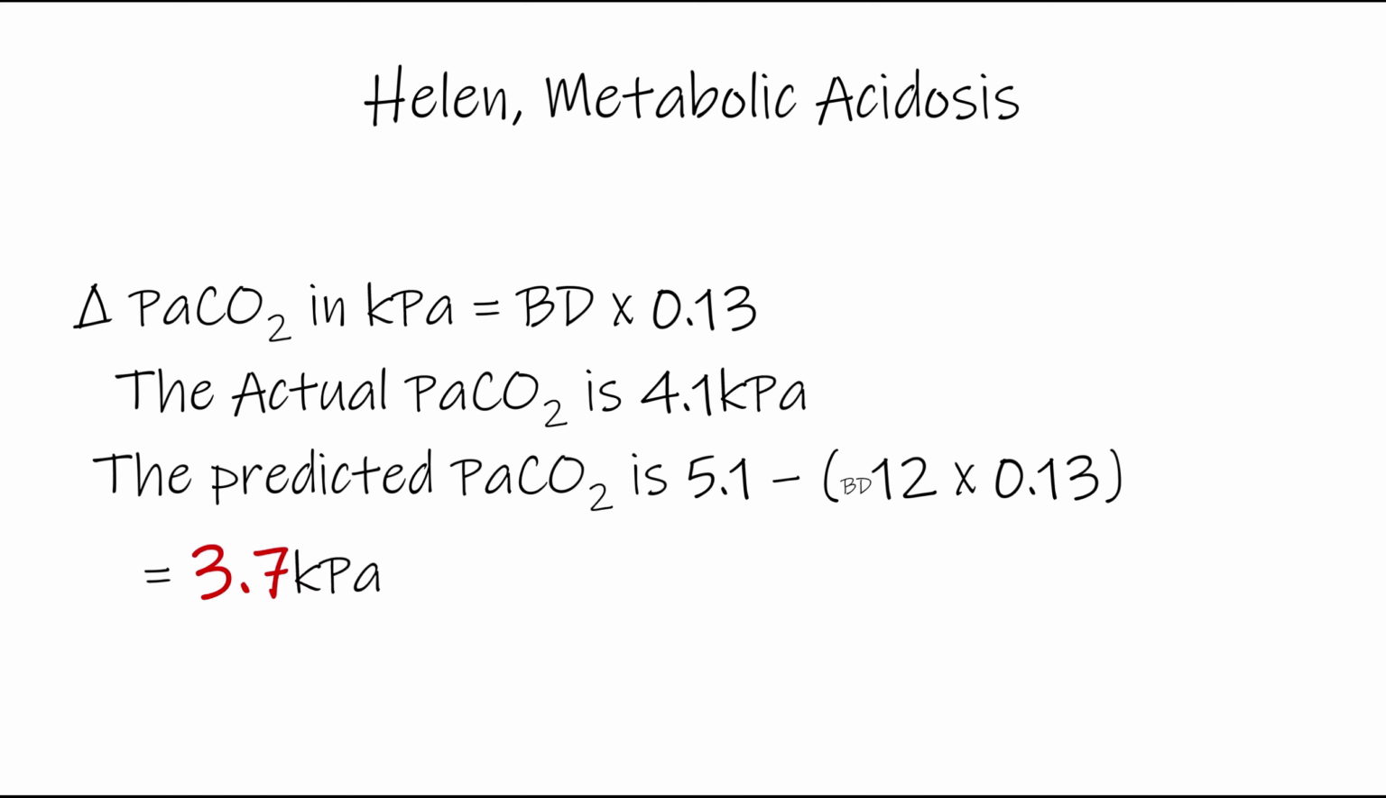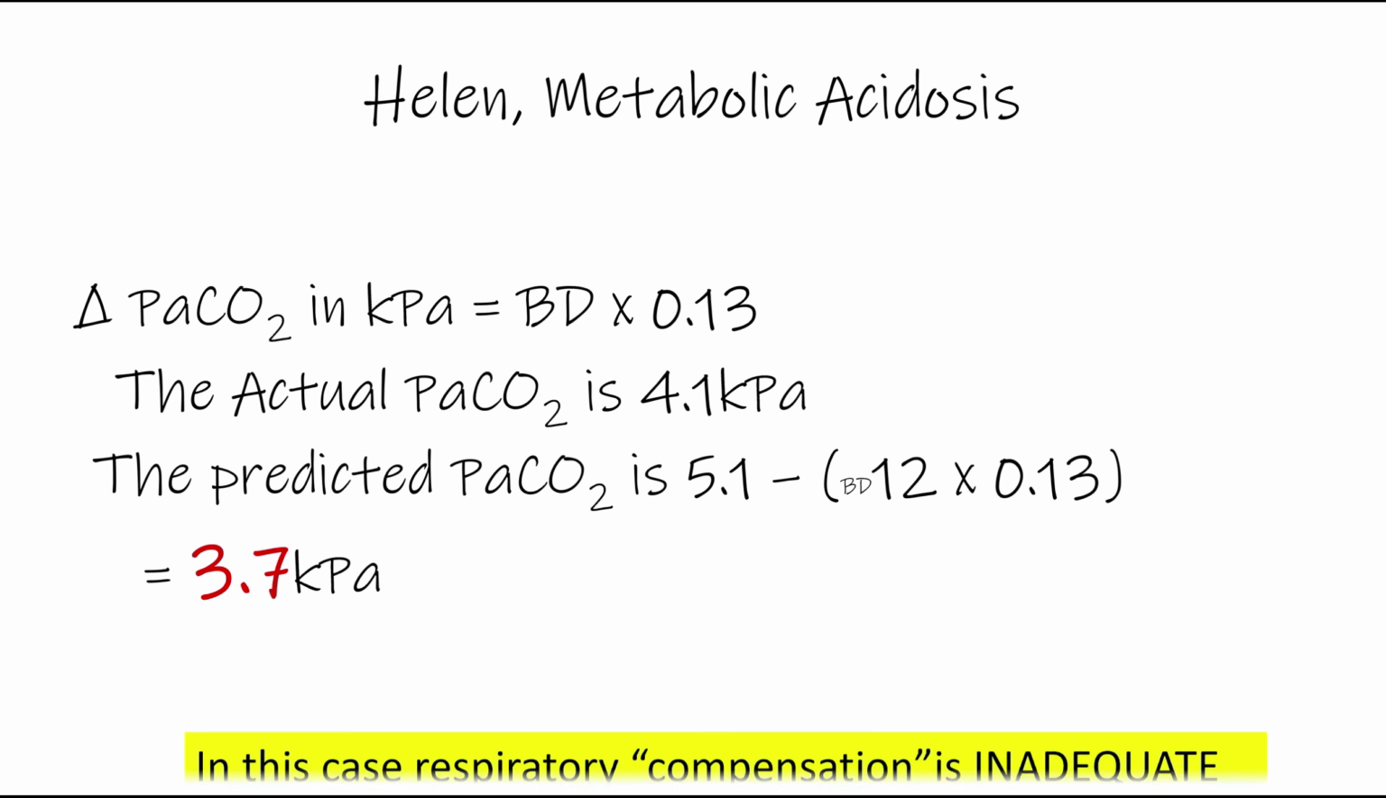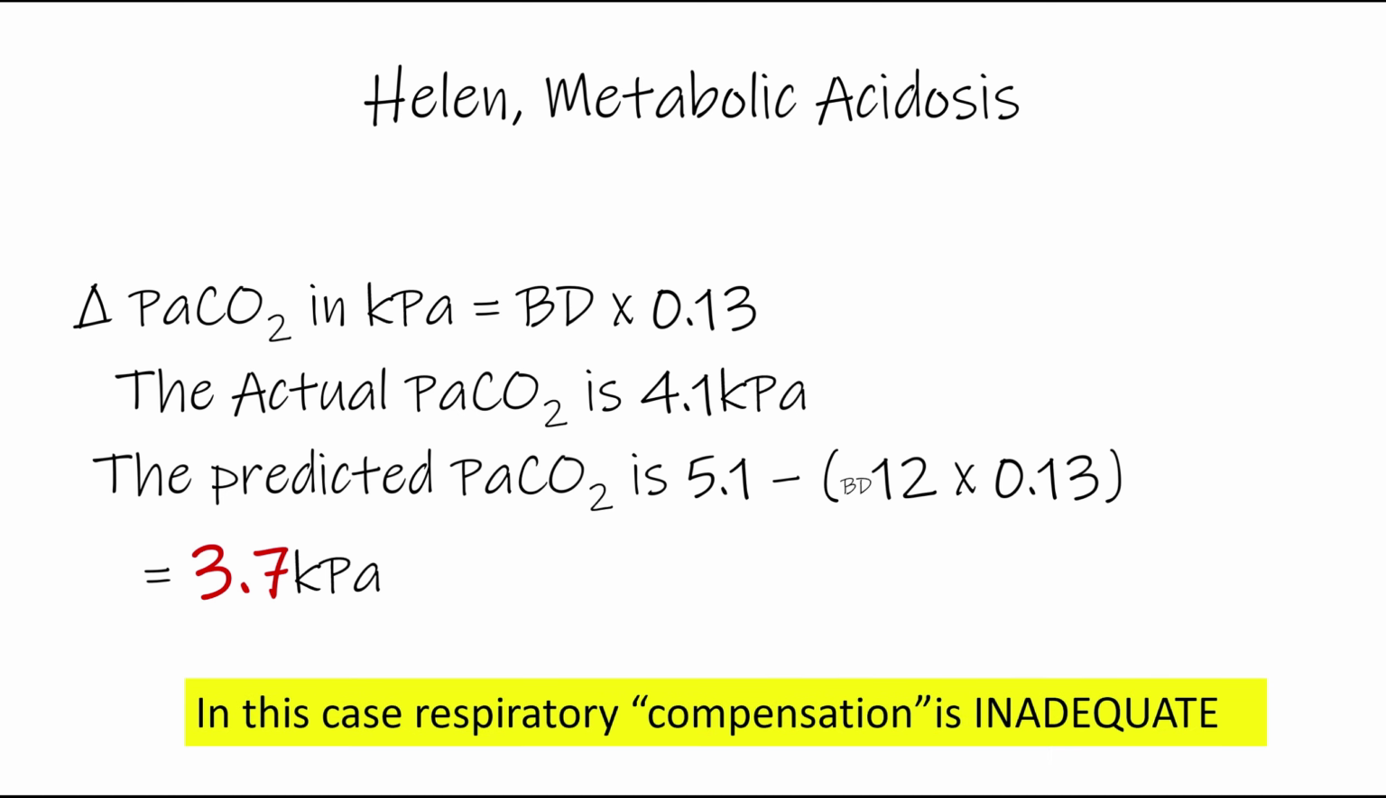And 3.7 is substantially lower than 4.1. It might look like a little number, but it's actually a big number because kilopascals are little big numbers. And in this case, it means that Helen's respiratory compensation is inadequate. She's in a lot of trouble.